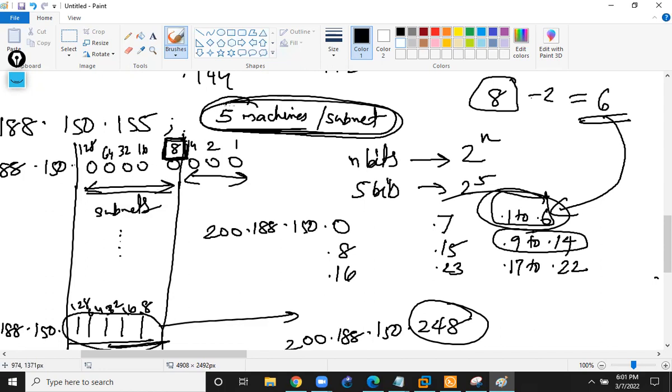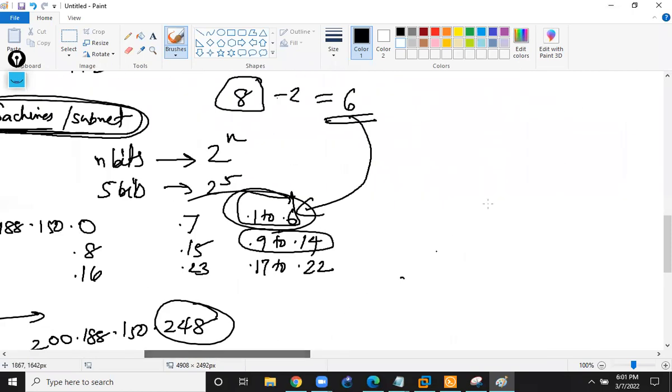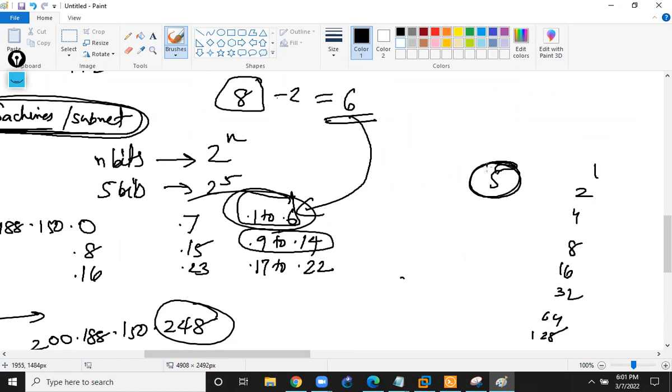Let me tell you. If it's for 5 machines, the block size will be greater than that number, just greater than that number. You will consider these values: 1, 2, 4, 8, 16, 32, 64, 128. The requirement now is 5. So what is the value just greater than 5? 8. So 8 will be the block size.